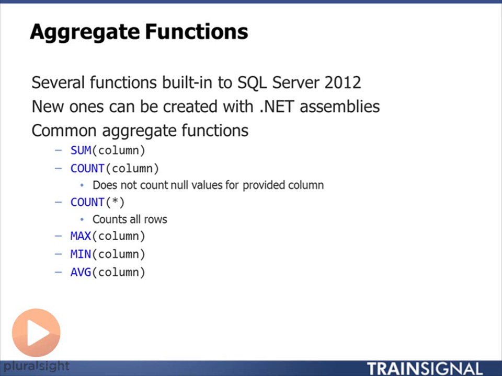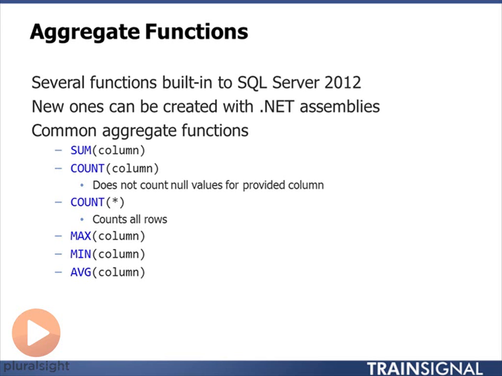For starters, you'll notice that we've got sum, which of course is just going to add up every single value. We've got count, and what count will do is give me the total number for either A, fields that contain a non-null value, if you specified a particular column name, or B, if you put in an asterisk, it will count every single row.